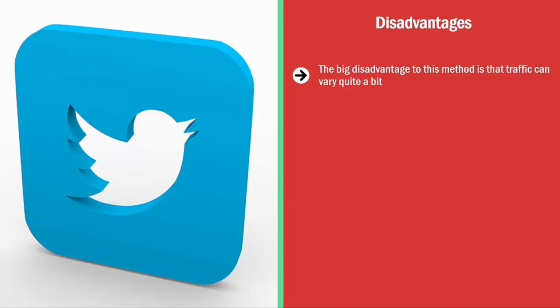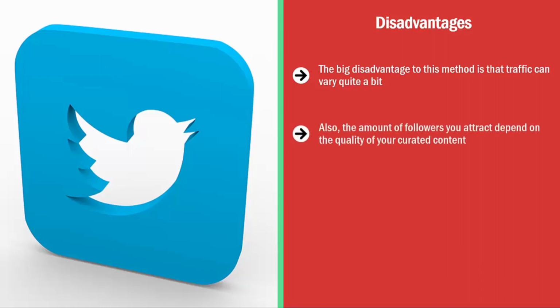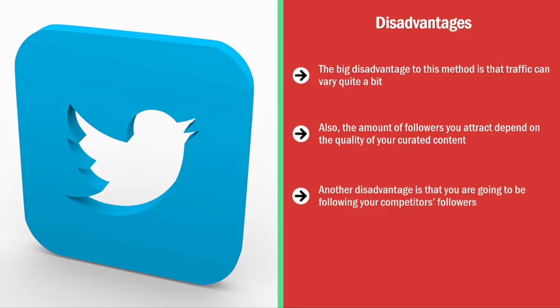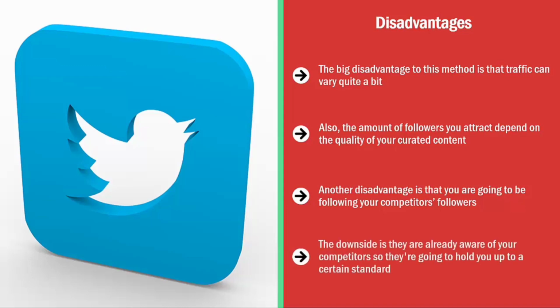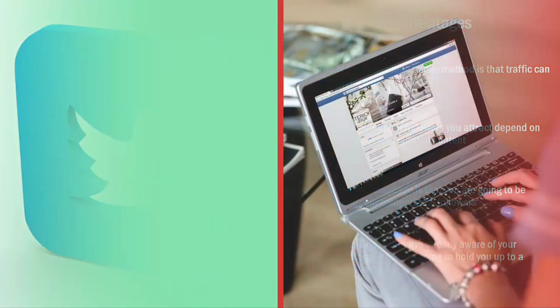It all depends on the traffic flow on Twitter. Also, the amount of followers you attract depends on the quality of your curated content. If you're sloppy with this type of content, you're not going to get too many followers. Another disadvantage is that you are going to be following your competitors' followers. In other words, you're not going to be targeting people who are complete virgins to your niche. This is a good thing because these people are already interested in your niche. The downside is they are already aware of your competitors, so they're going to hold you up to a certain standard. You must meet that standard, otherwise you're not going to convert.